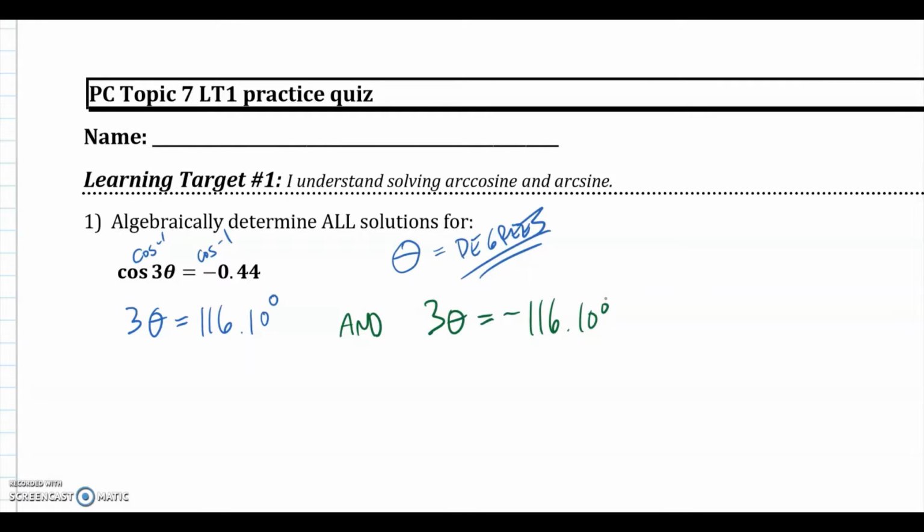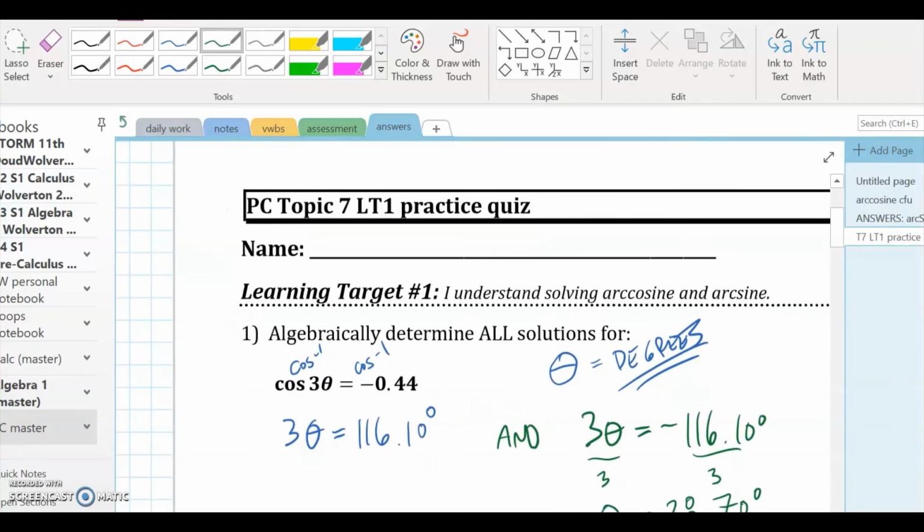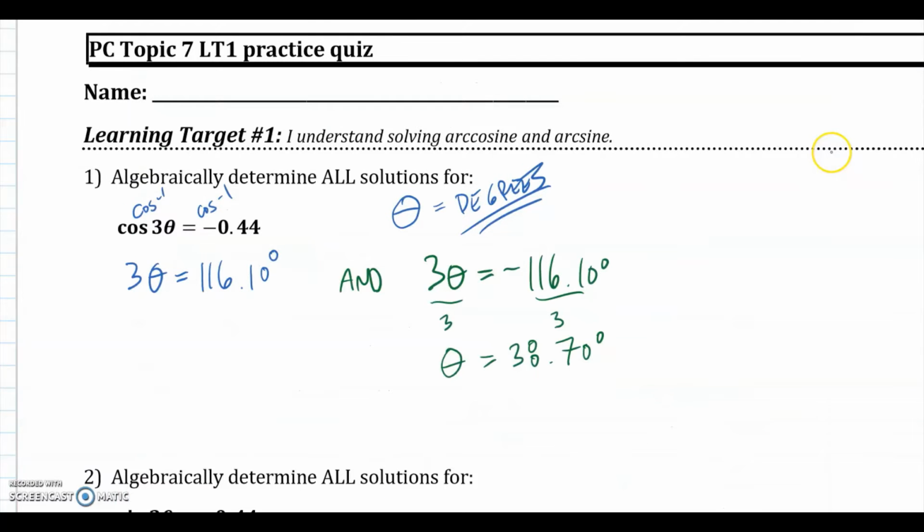So then, algebraically, we're going to divide by 3 and divide by 3, and I get theta equals 38.70 degrees. And it turns out it's going to be the same result when I divide the positive answer by 3.